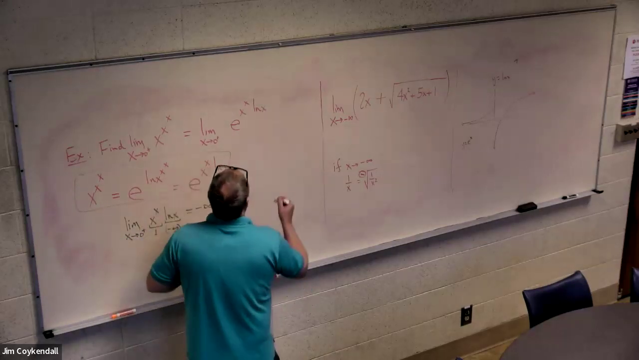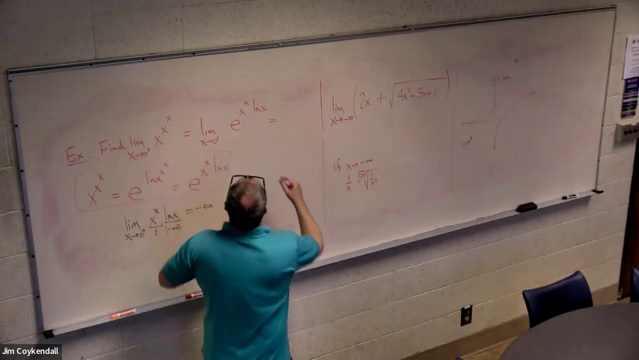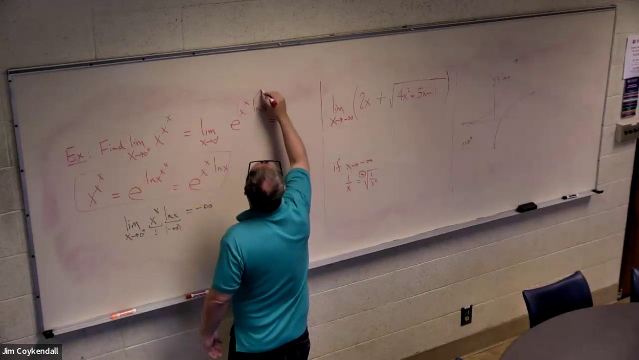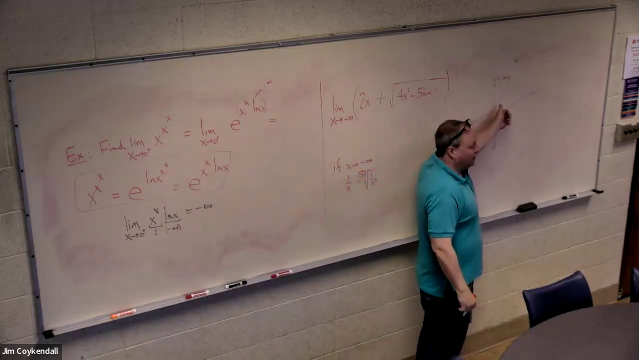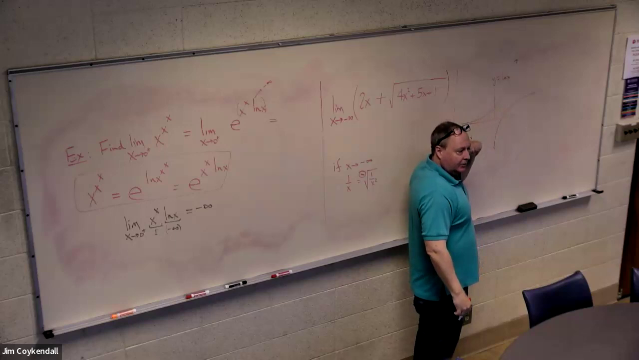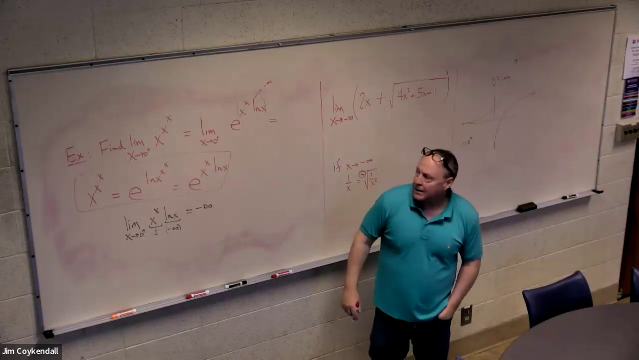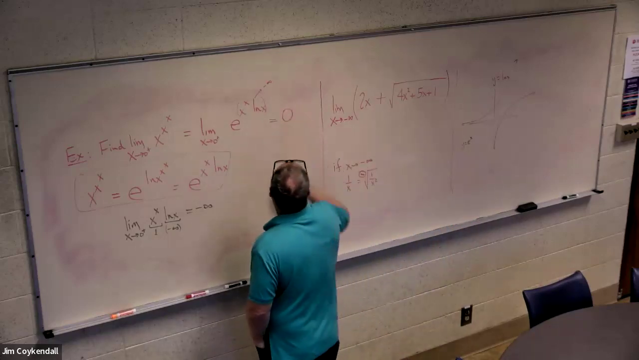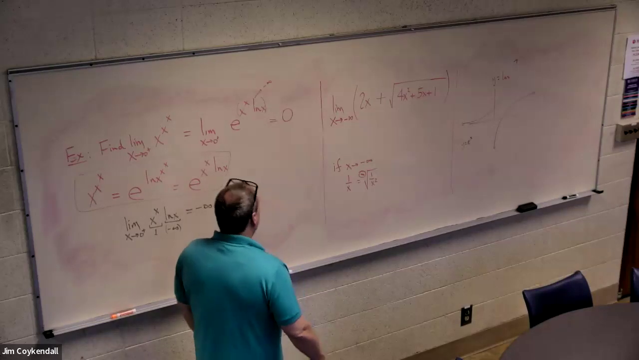So, what should this limit be? The exponent here is going to negative infinity. Look at the graph of e to the x. What happens to e to the x as the argument goes to negative infinity? Good. I will guess this one.